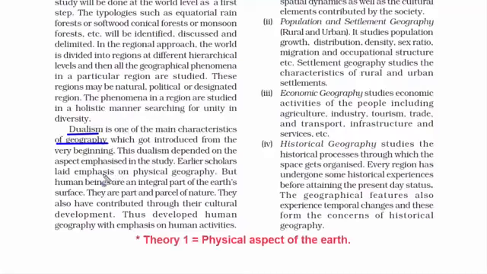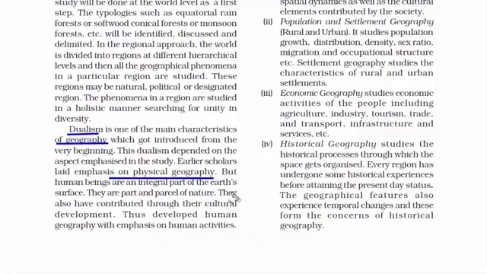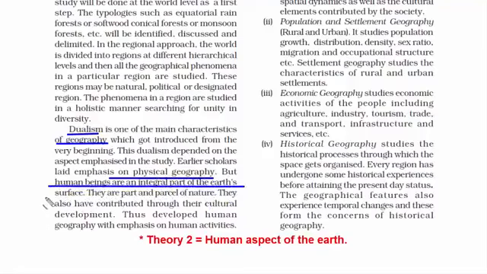So one theory says let's only talk about physical geography, that's it. Meaning let's just understand the earth, the landform, the ocean, the climate, that's it. There is nothing else that needs any more importance. And then there is another theory which says no, human beings are an integral part of the earth's surface, which again holds a lot of weight.